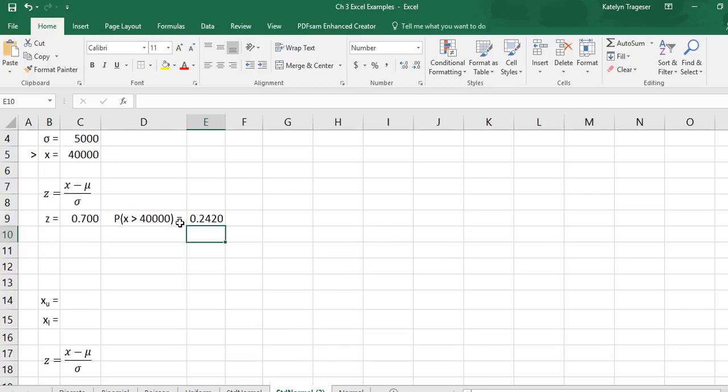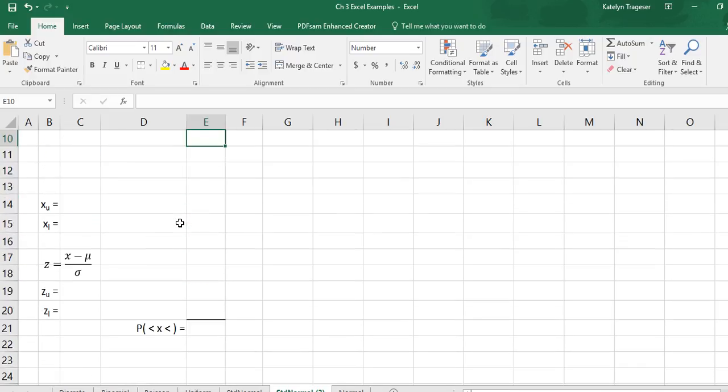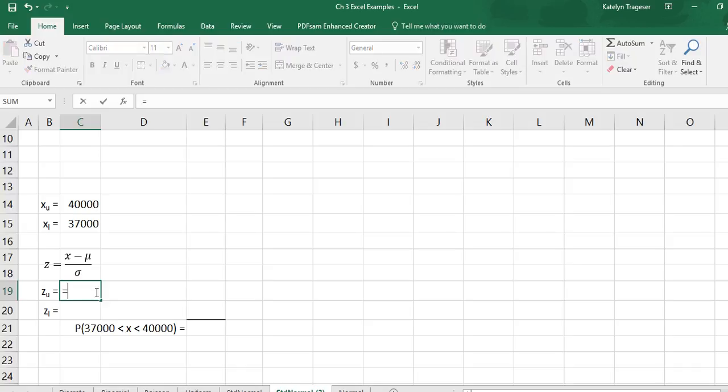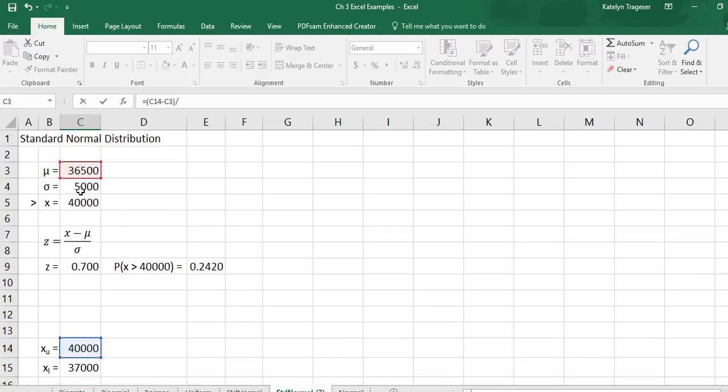So now in our second scenario, we want to know how many tires will last between 37,000 miles and 40,000 miles. So our upper x is 40,000 and our lower x is 37,000. So again, we need to find our z-scores. Now we need to find z2, so z equals x minus our mu. That information is all the same. Divided by our standard deviation of 5,000 again.